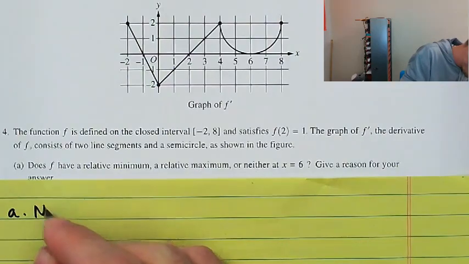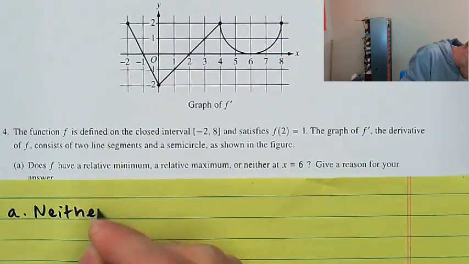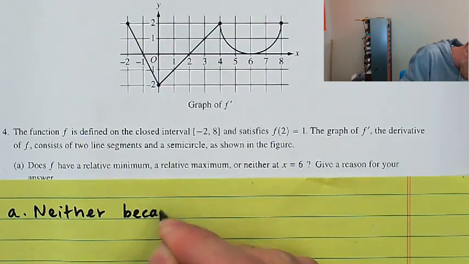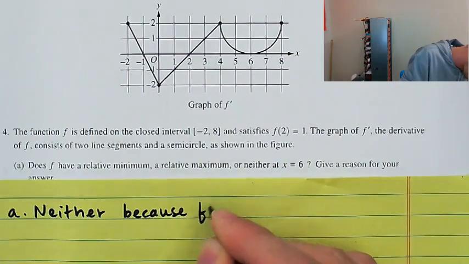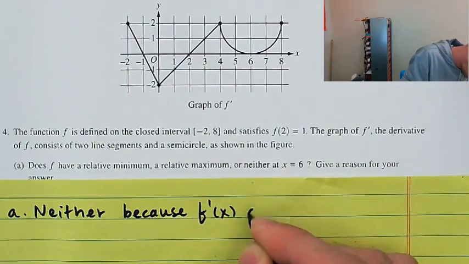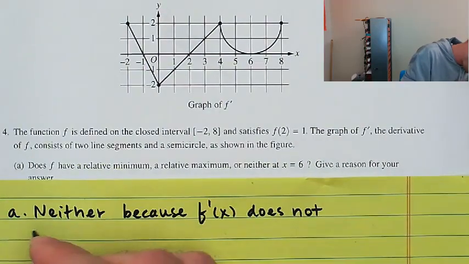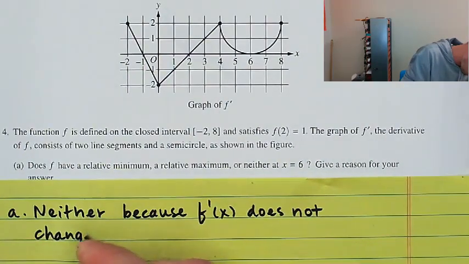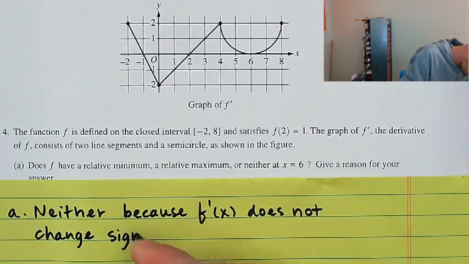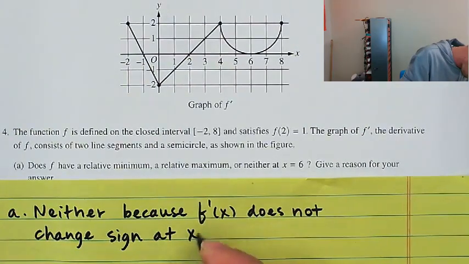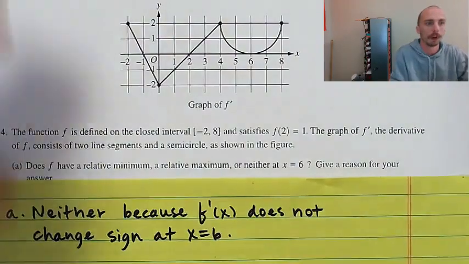So I'm going to say neither, because f prime of x does not change signs at x equals 6. Okay, great. Let's move on.